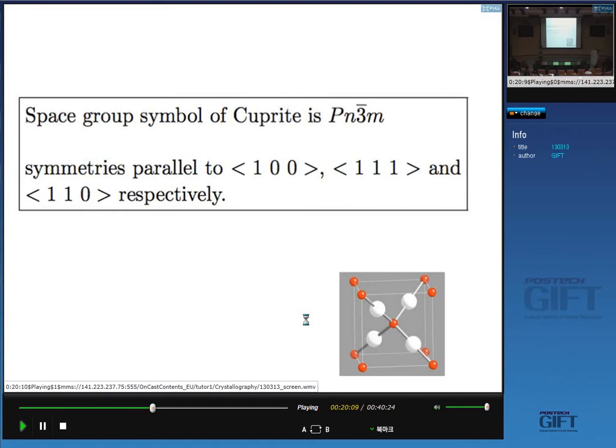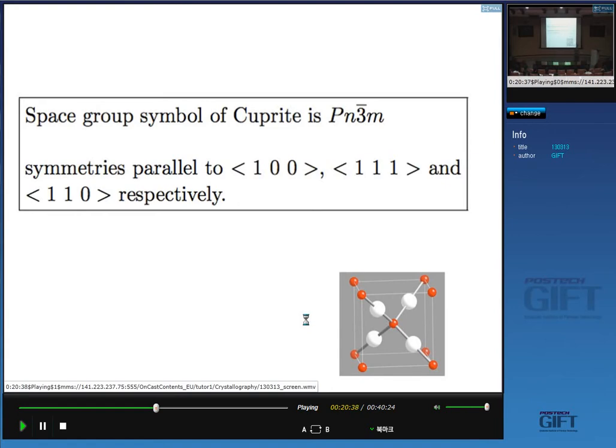What does N change to if I cannot see the translations? It's basically a mirror. Yeah. So when we are looking at the macroscopic shape of the cube, it'll appear as PM bar 3M. A glide plane changes to a mirror plane, a screw axis changes to a rotation axis, because we cannot see the minute translations.